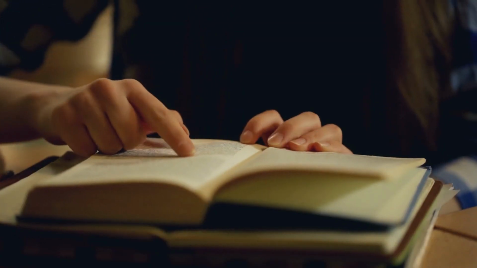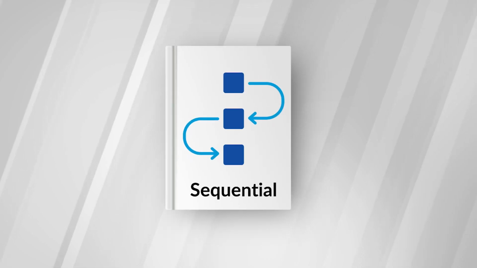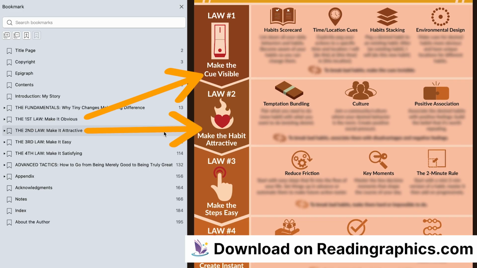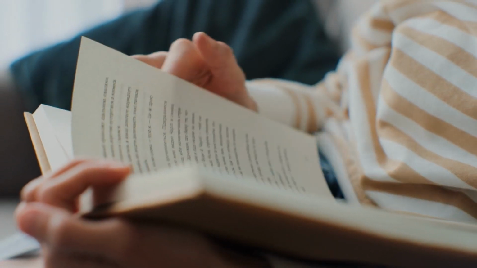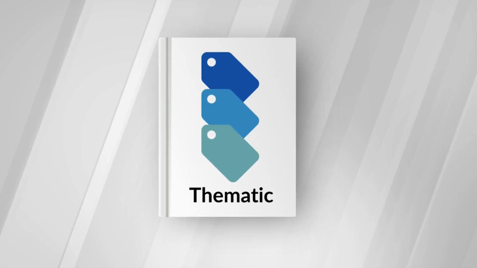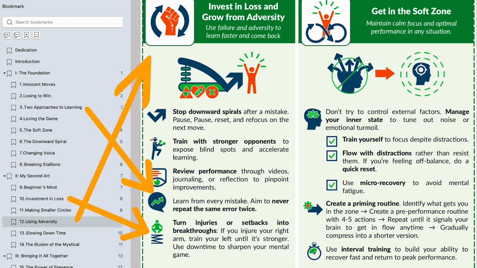If the book builds ideas step by step, like Atomic Habits, use the sequential structure. Create your summary chapter by chapter, following the author's original flow. If it revolves around several key themes or lessons, like The Art of Learning, use the thematic structure. Group the related ideas into 5 to 7 main themes.